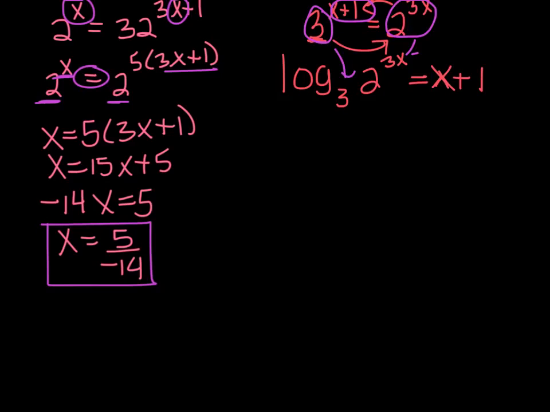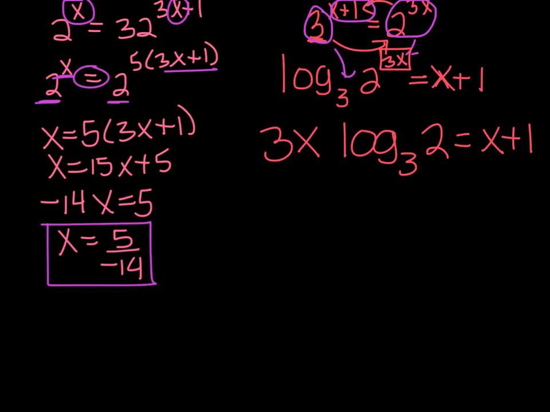Now, we learned some properties of logarithms that say if I have an exponent right there, I could move it out to the front. 3x times log base 3 of 2 equals x plus 1. Well, that's a little better. And if I have something multiplied by something, I could divide both sides by that thing. So now I can have log base 3 of 2 equals (x plus 1) over 3x. Getting closer. I've got all my x's on the same side of the equation. I need to solve for x. How can we do that?